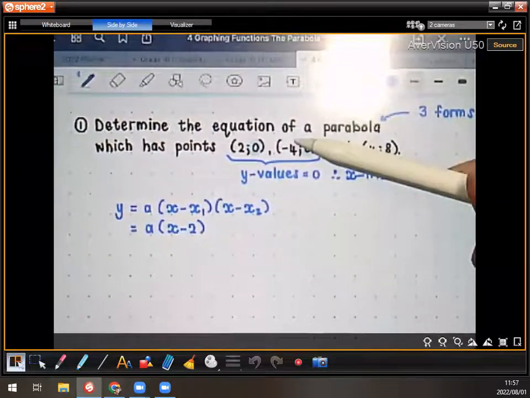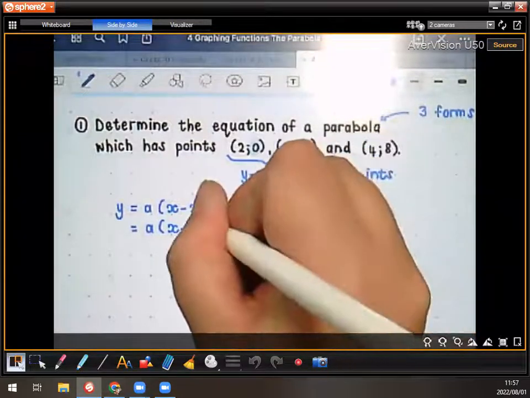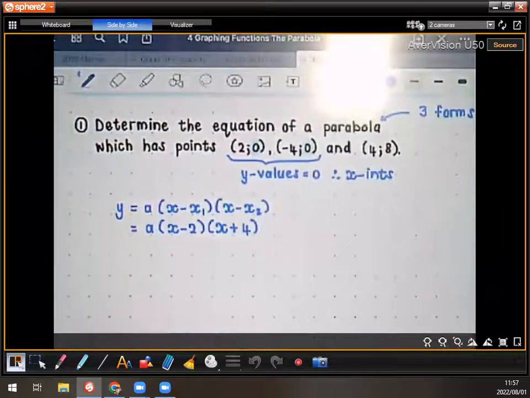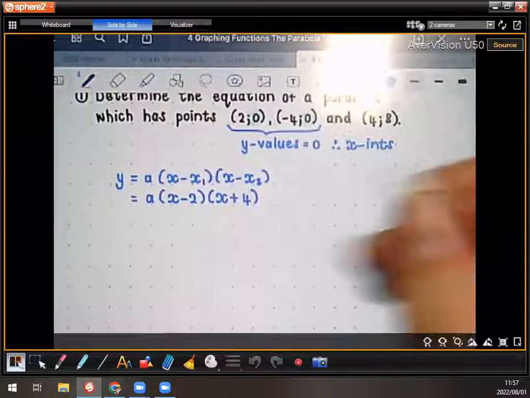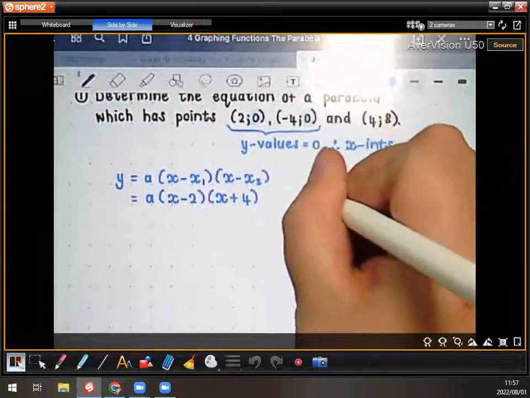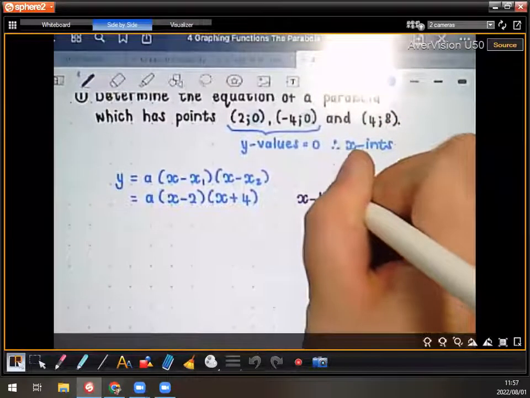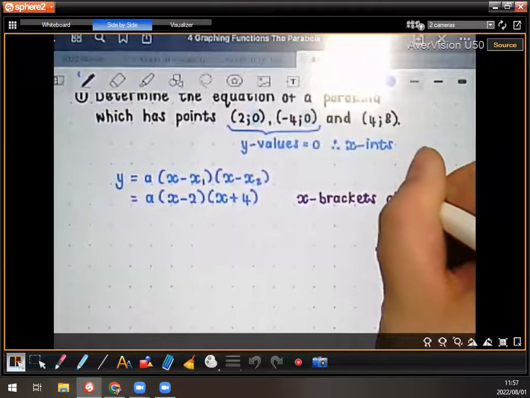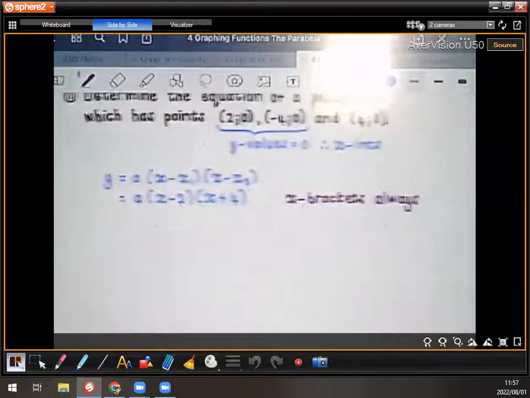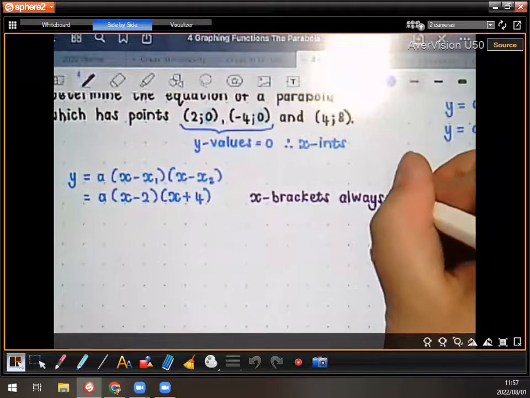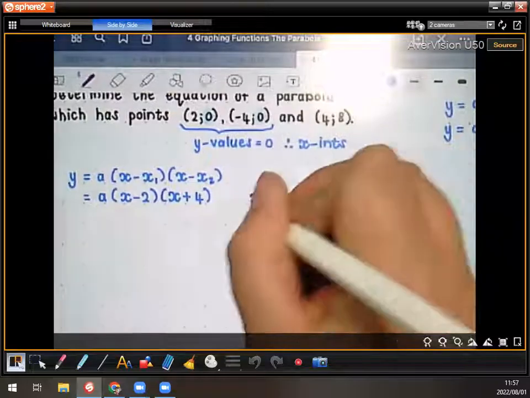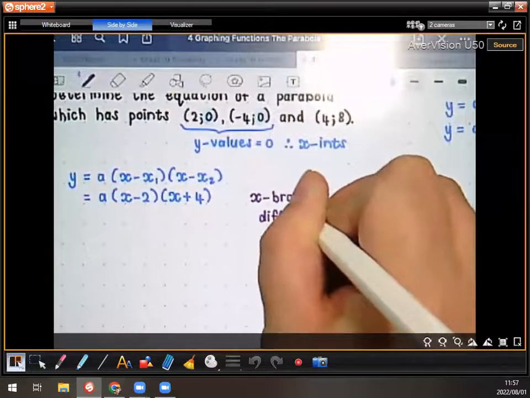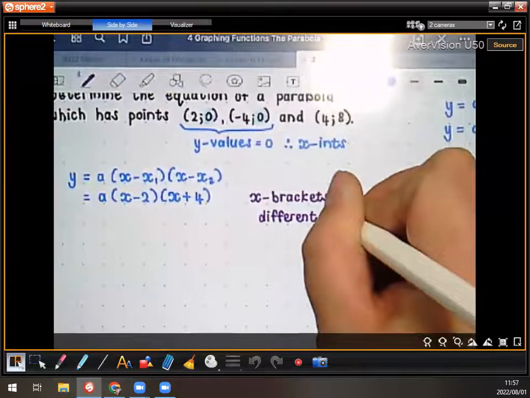The next x-intercept is negative 4. So in your bracket, you're going to say x plus 4. I'm going to make a note just on the side here, guys. X brackets always have different signs from coordinates.